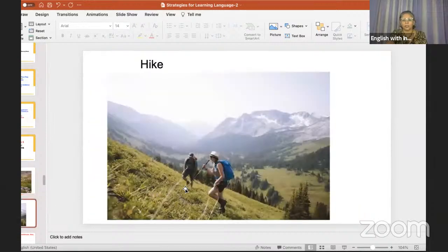And hiking is very common, especially on the mountains or in hilly areas, right? People go for hiking a lot. So let me see how many of you are here. I can see Abdul Majid. I can see Harun.